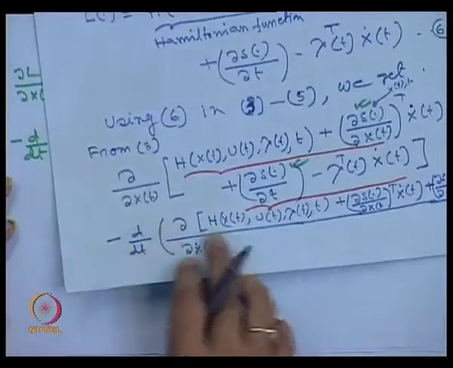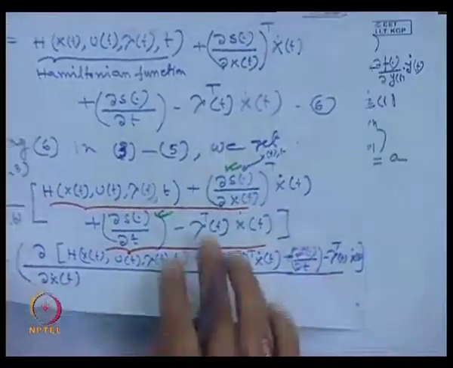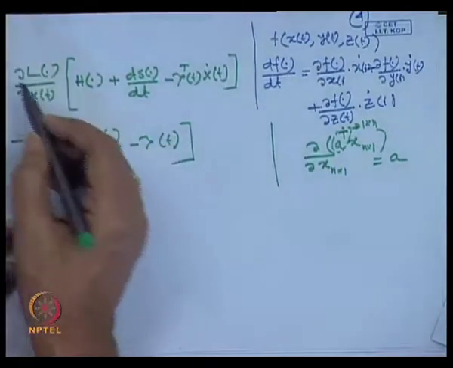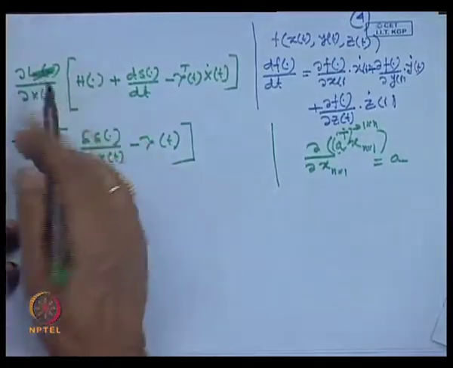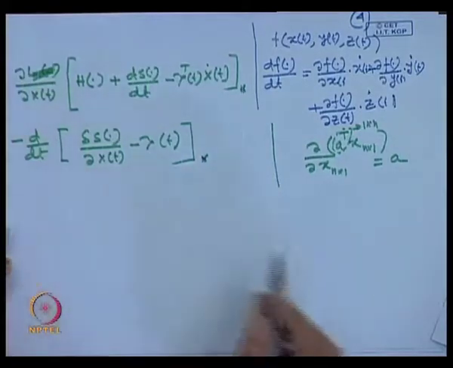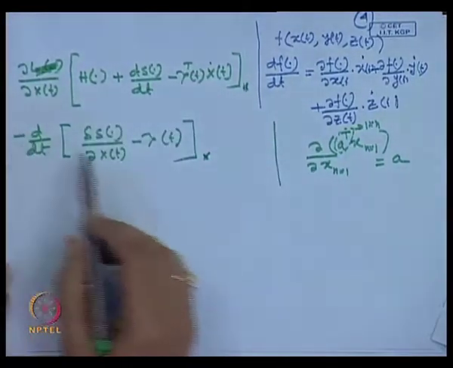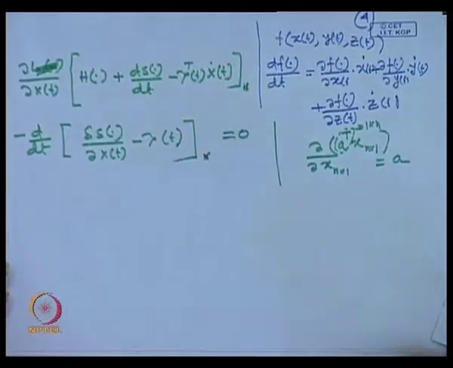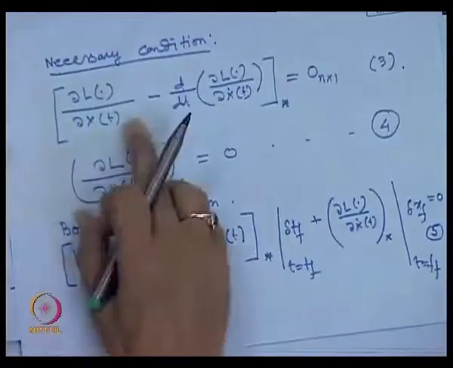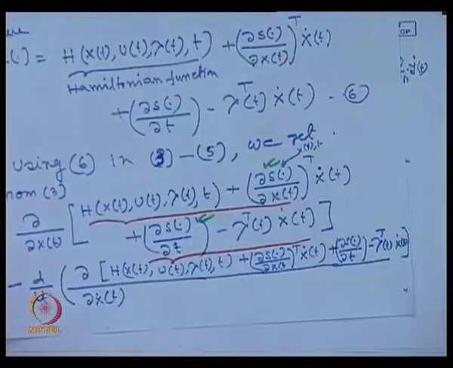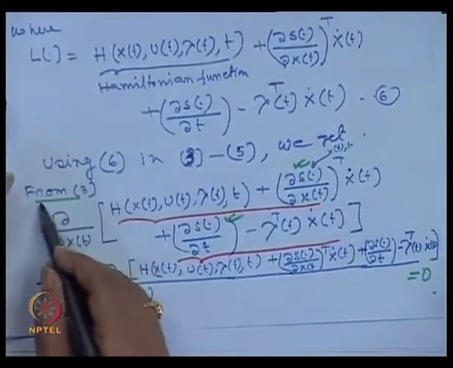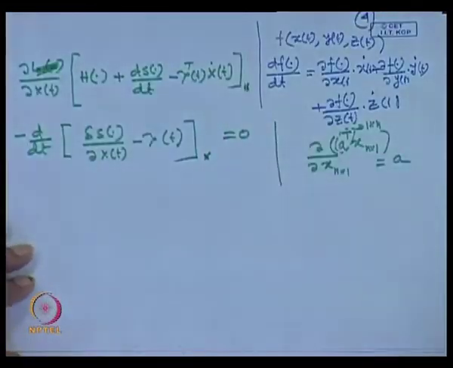Okay. So this whole thing in the bracket, if you like, you can put it as star. Now this is equal to 0, because from equation 3, the right hand side of this is equal to 0. So from 3 I am writing this is 0, and I am getting that one.